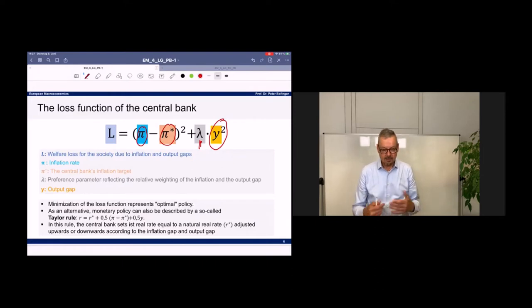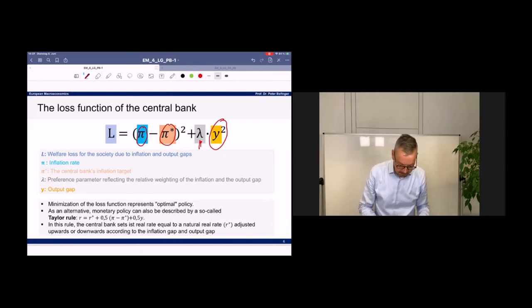So if lambda is zero, then you have a central bank that only cares about inflation. One talks about inflation matters. A central bank which doesn't care at all about output. And of course, the greater lambda, the stronger is the importance of the output stabilization or employment stabilization in the policy of the central bank.